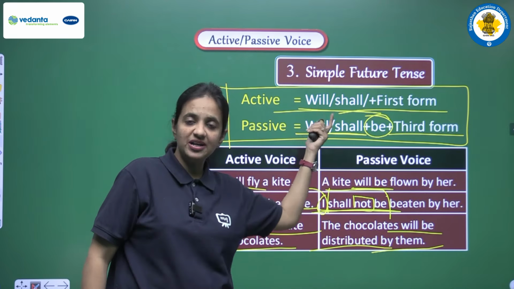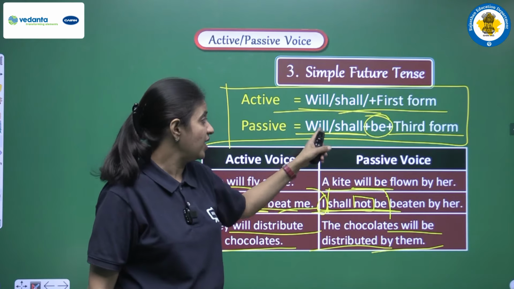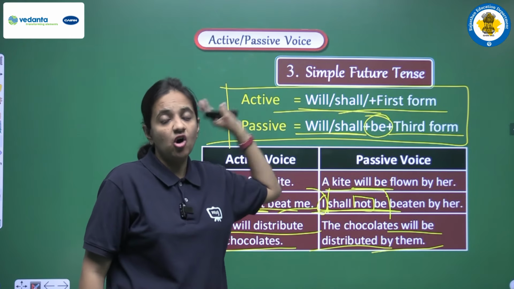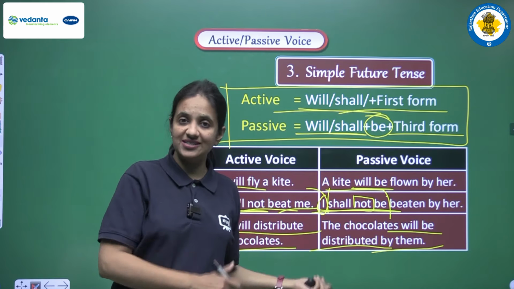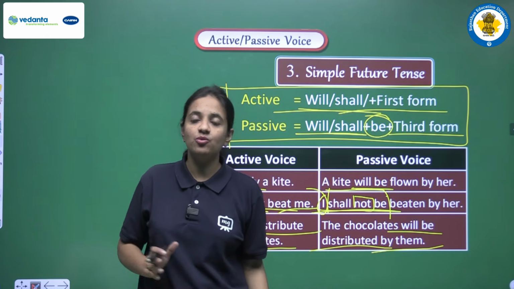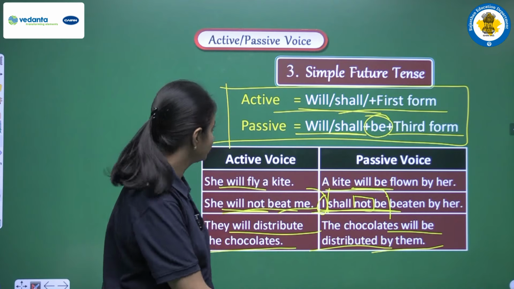Okay, so students learn this thing very carefully, that if we are having will, shall, or we can say future simple tense, then in passive voice we have to add will be or shall be. So all these rules of different tenses you have to learn. According to this thing only you have to change the helping verbs in passive voice.